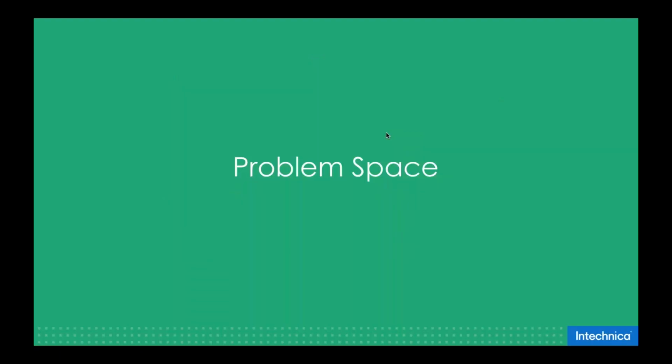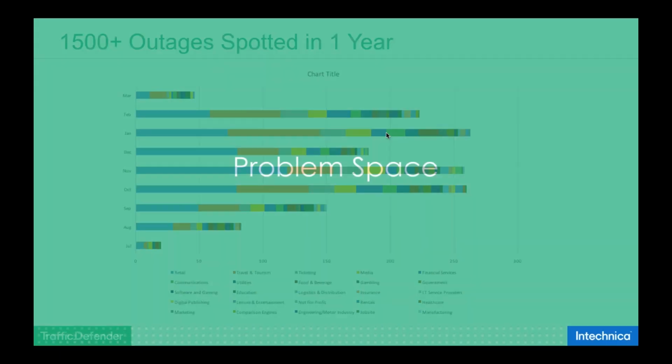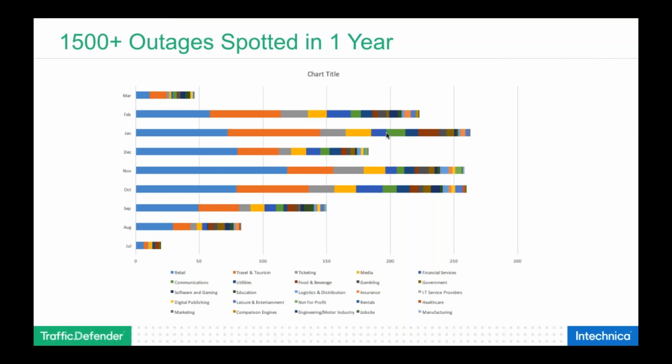In terms of the problem space we're going to be talking about today and why we feel that there's absolutely a need for a virtual waiting room in a lot of businesses. We are in 2018, but we did a piece of research over the past few years, and in 1 year alone, we spotted over 1,500 outages on websites around the world. Those outages weren't tied to a single sector, they weren't tied to a single month. There was a spread of outages around the whole year across sectors.